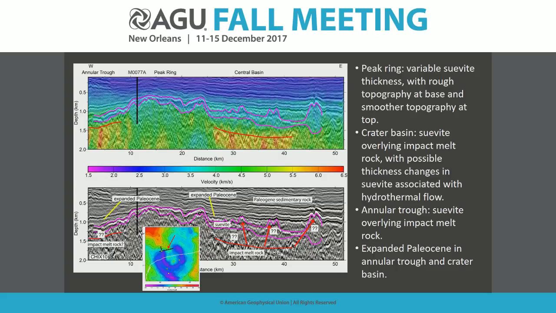We also see in the annular trough what could be a melt sheet, but you don't see the topography; we're just getting the little edge of it here. The only other thing I want you to see is, if you're interested in what happens after the impact in the Paleogene sediment, it's definitely an expanded section as you move away from the peak ring. At the peak ring, we just got a little tiny bit. If you were able to drill in the central basin or the annular trough, you'd get a thicker section.